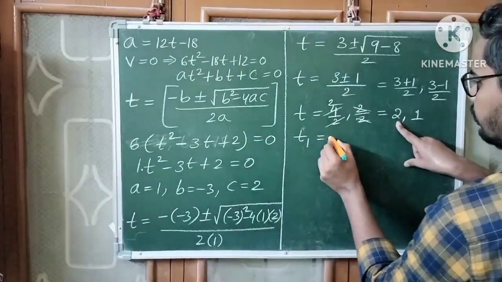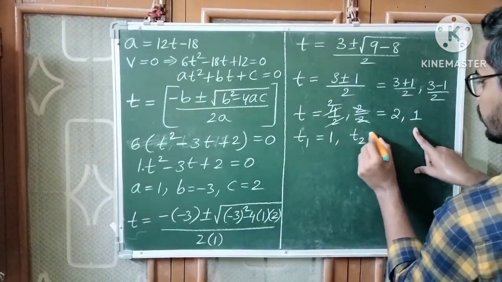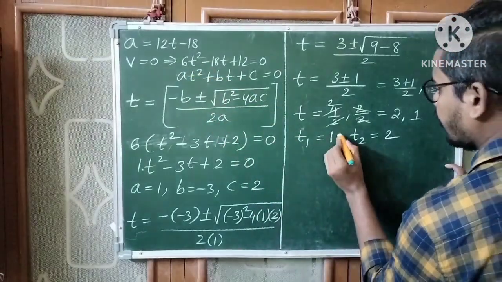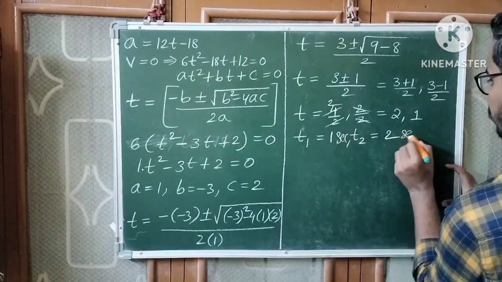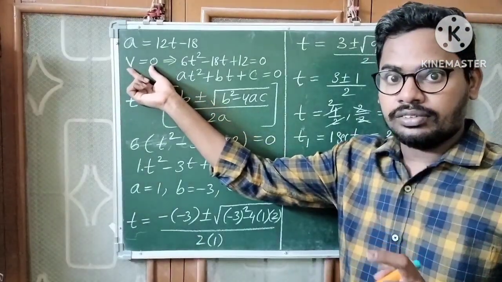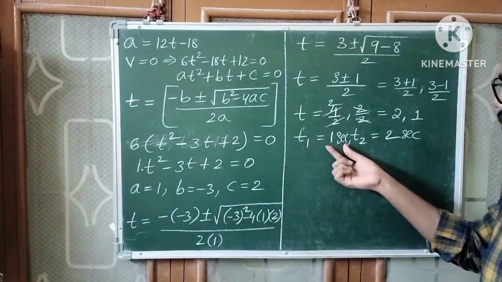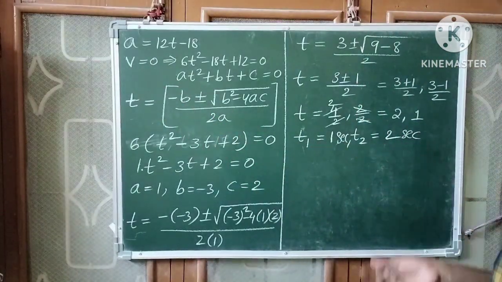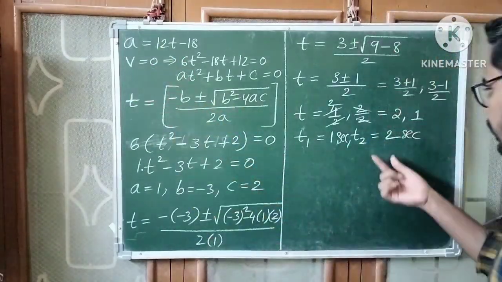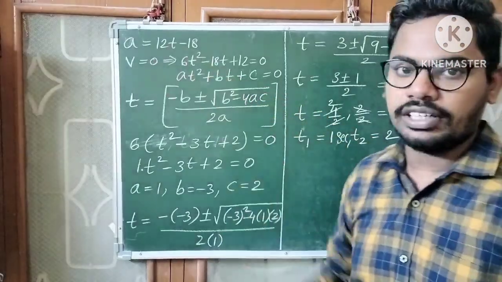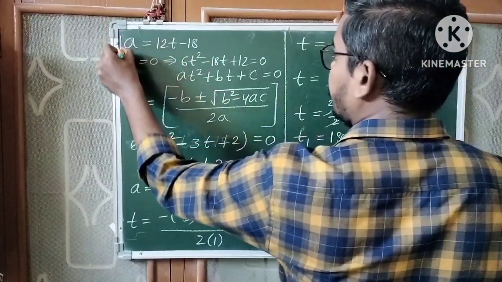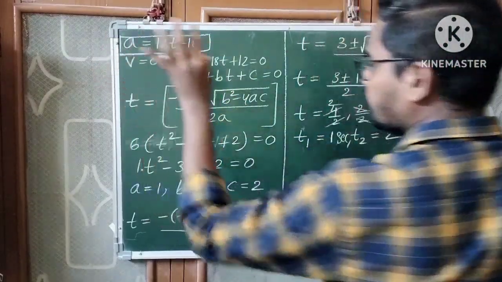Let us say the first solution t1 is equal to the minimum value 1, and t2 is the maximum value 2. Here t means time, given in seconds. So t1 is equal to 1 second, t2 is equal to 2 seconds. So the velocity of the particle is 0 when t1 is equal to 1 second or t2 is equal to 2 seconds. At t1 equal to 1 second, the velocity of the particle is 0. Likewise at t2 equal to 2 seconds, the velocity of the given particle is 0. Now at last we need the acceleration of the particle when the velocity of the particle is 0.